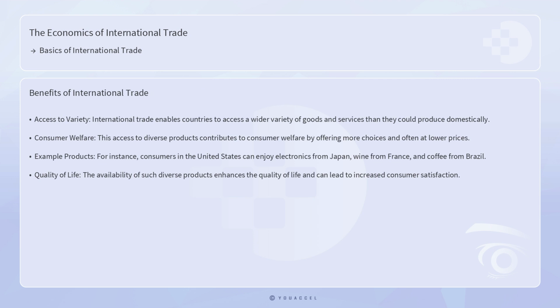International trade also enables countries to access a wider variety of goods and services than they could produce domestically. This access to diverse products contributes to consumer welfare by offering more choices and often at lower prices. For instance, consumers in the United States can enjoy electronics from Japan, wine from France, and coffee from Brazil, each produced under conditions that make these products more efficiently than if produced domestically. The availability of such diverse products enhances the quality of life and can lead to increased consumer satisfaction.